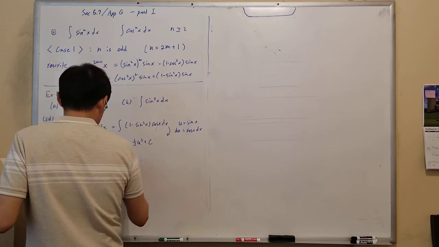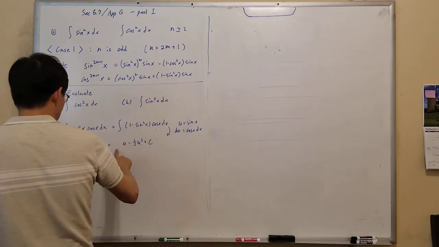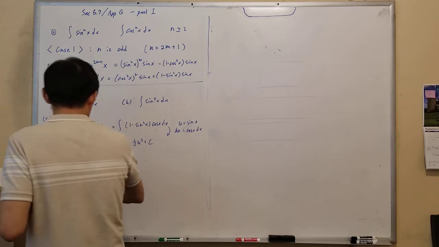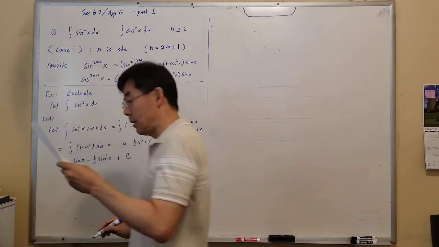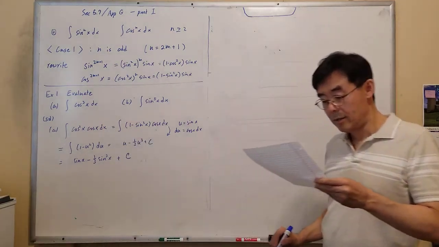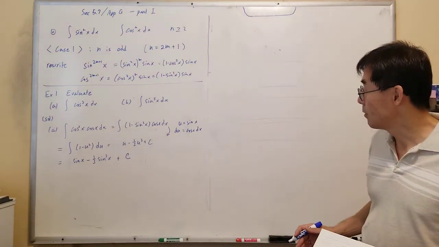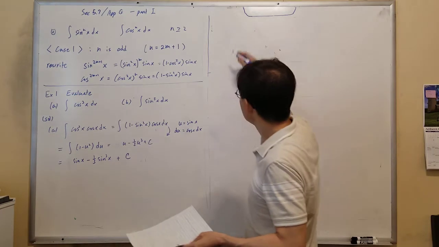Okay? Plus c. Alright, that was easy. What about b?